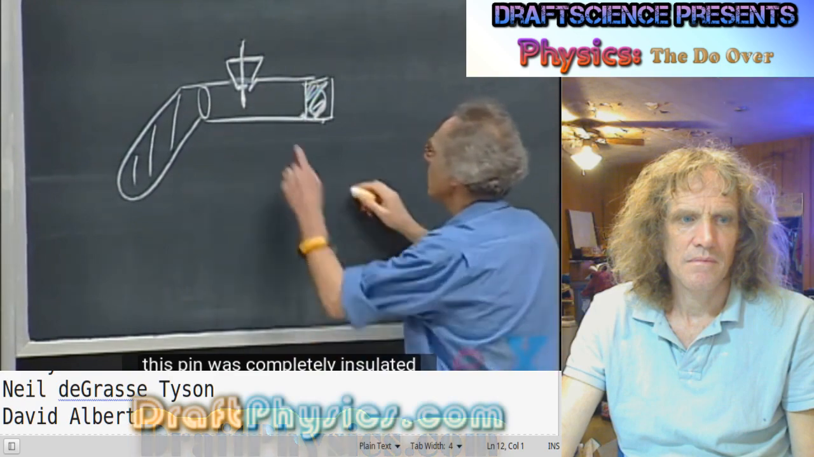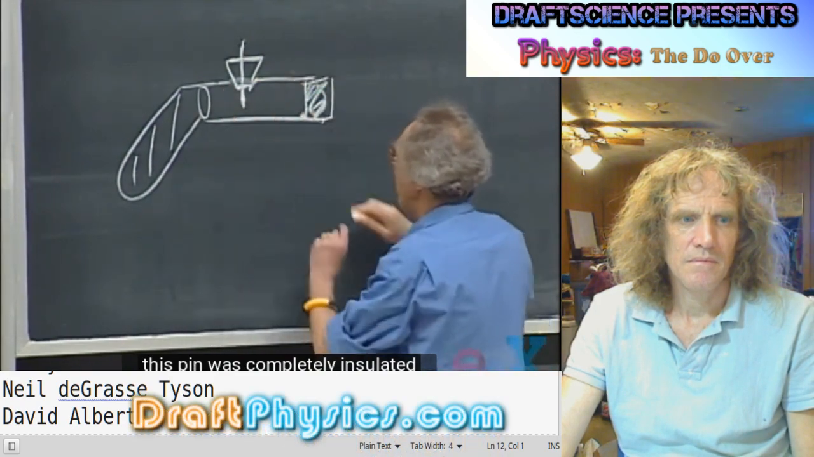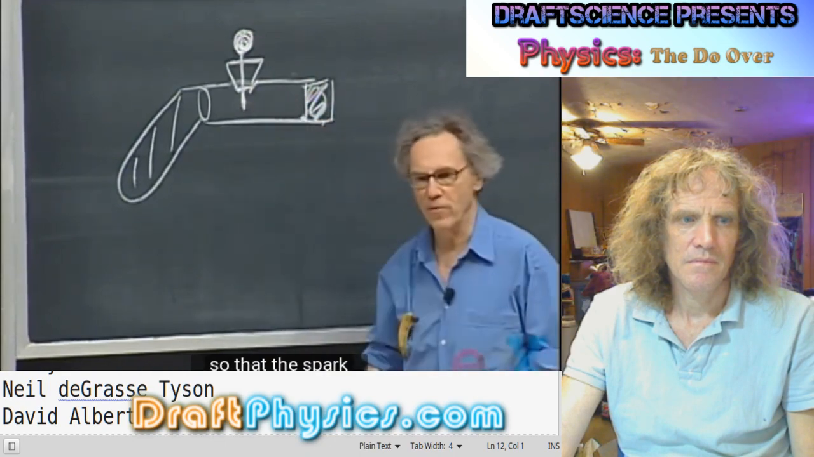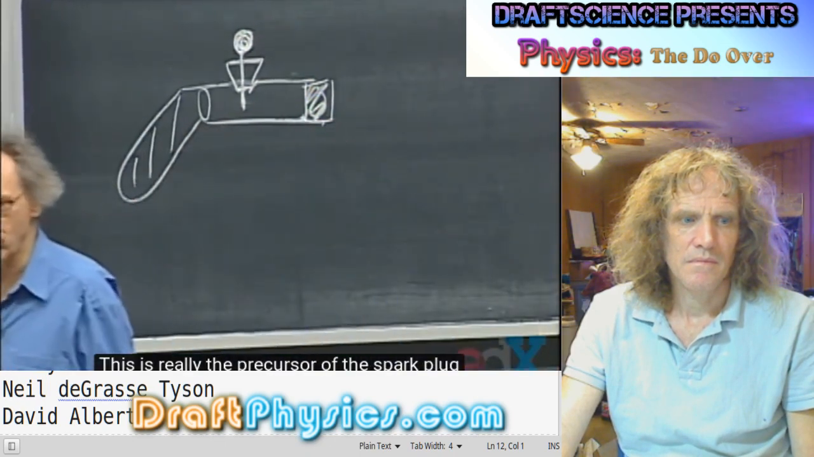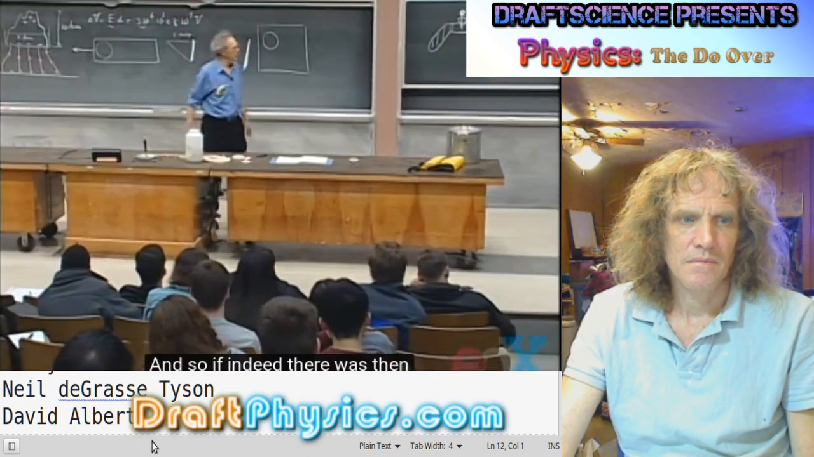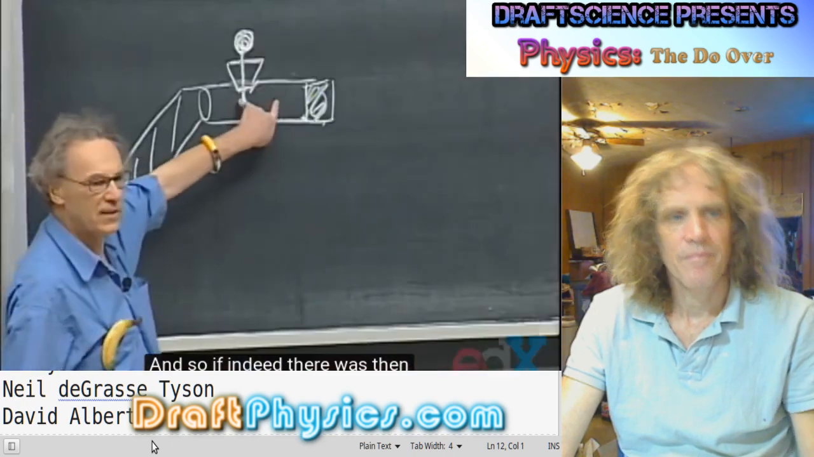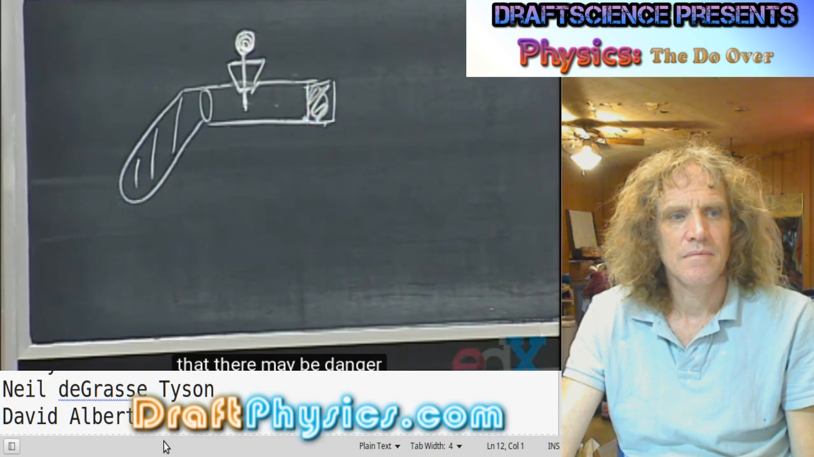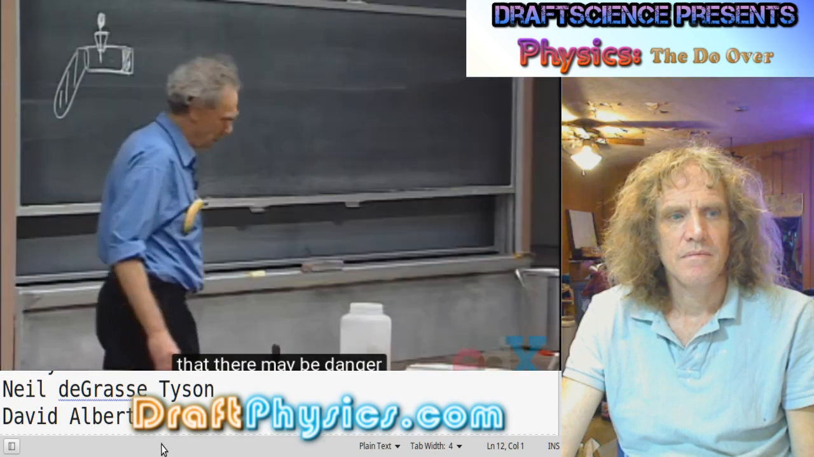This pin was completely insulated from the barrel, the conducting barrel, and then they would put some charge on here so that the spark would fly over there. It's really the precursor of the spark plug that we have in our cars. It's no different. And so if indeed there was this marsh gas in there, there might be an explosion, and that was a warning that there may be danger for the soldiers.